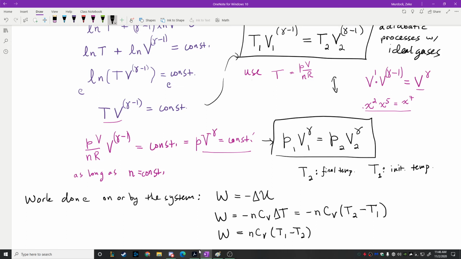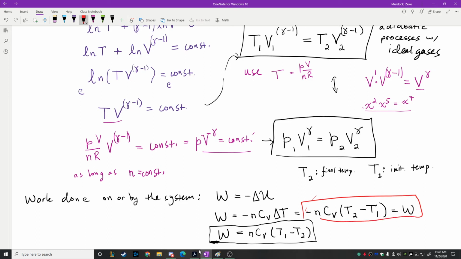Your book loves to do this. It likes to remove negative signs from equations. It does this a lot in electricity and magnetism, and I think it's kind of confusing. So I prefer the equation that I'm going to box in red here. But as long as you remember what these things represent, they say the same thing, right? Okay.